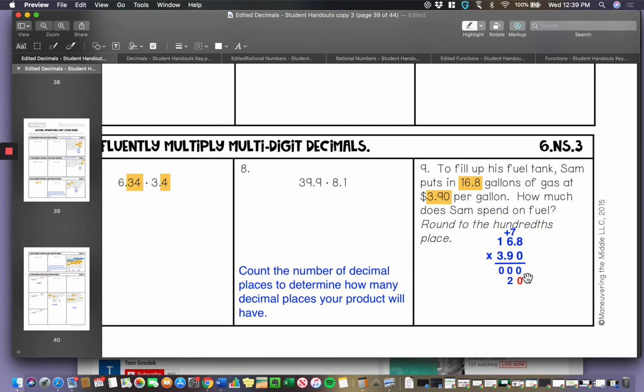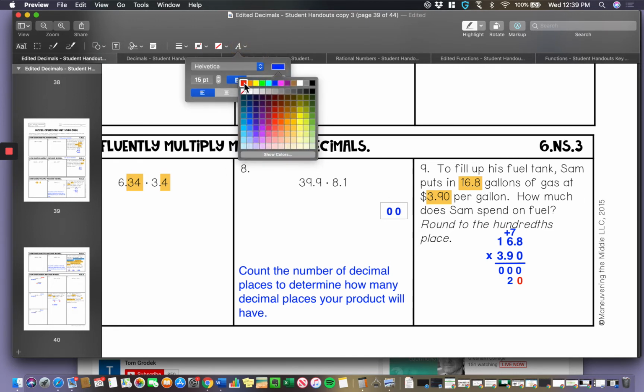Okay, and then when you have to move to this 3, you're going to need 2 zeros as your placeholders. So just don't forget your placeholders, okay?